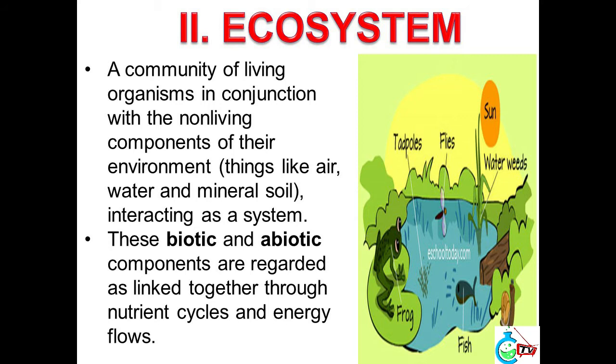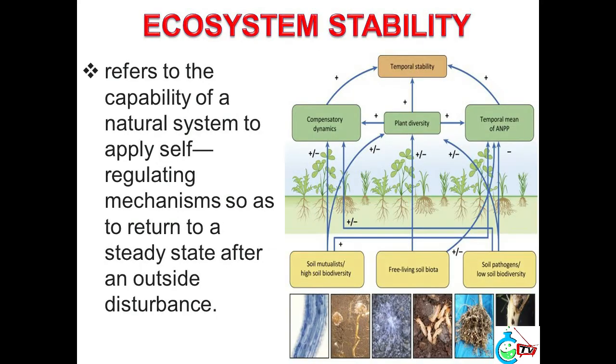2. Ecosystem. A community of living organisms in conjunction with the non-living components of their environment, things like air, water, and mineral soil, interacting as a system. These biotic and abiotic components are regarded as linked together through nutrient cycles and energy flows. Ecosystem stability refers to the capability of a natural system to apply self-regulating mechanisms so as to return to a steady state after an outside disturbance.